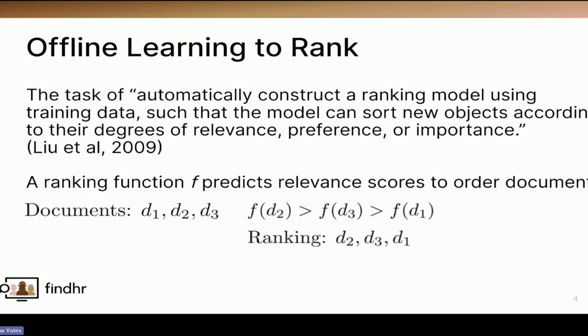So what we're talking about now is a ranking function f that predicts relevant scores in order to order documents. So here we have an example. We have three documents, document 1, document 2, and document 3. Here, the score of document 2 is greater than the score of document 3, which is then greater than the score of document 1, the score predicted by that function f. And so we have a ranking D2, D3, D1, according to that offline learning to rank model.